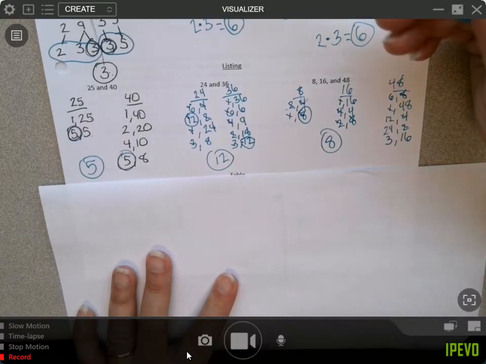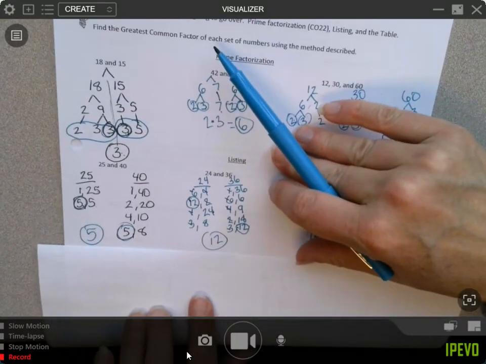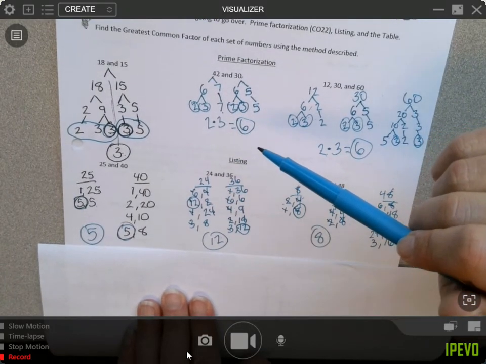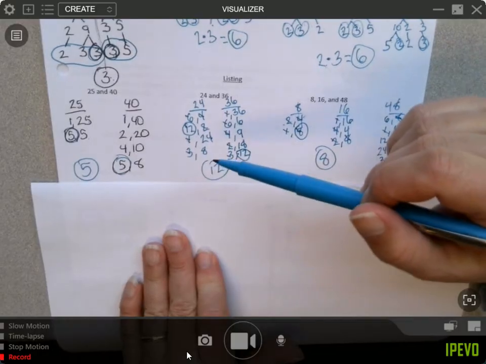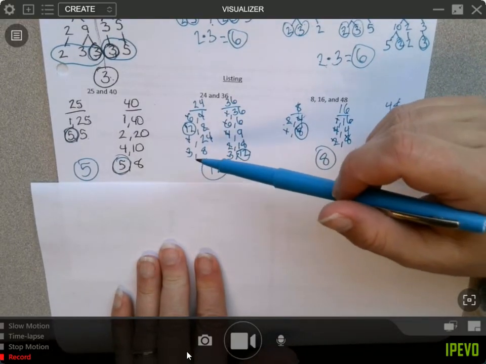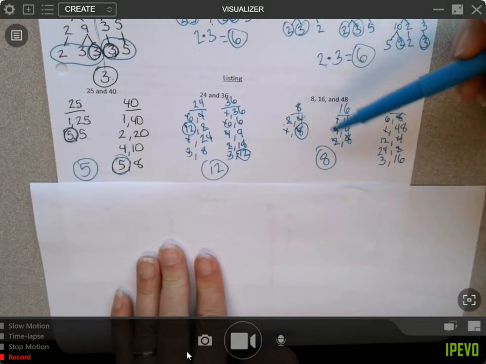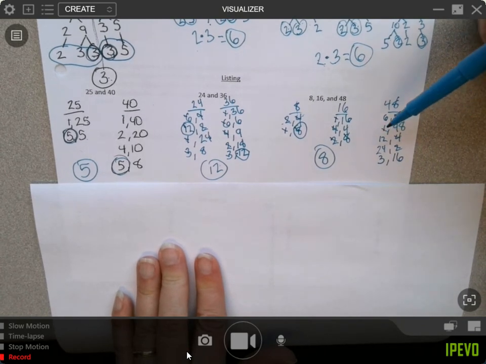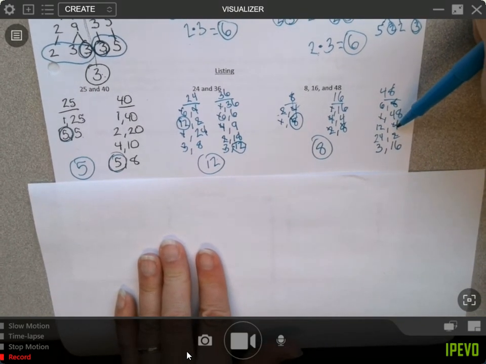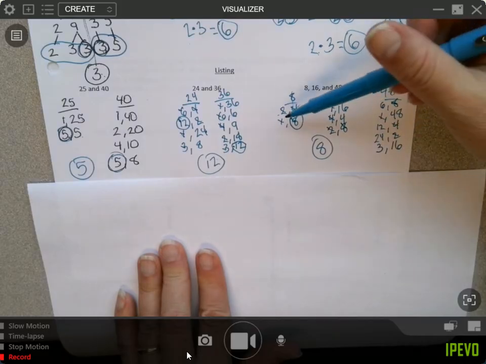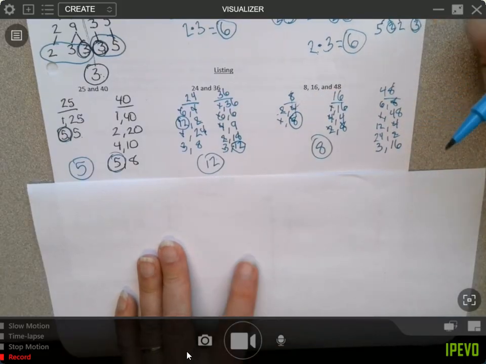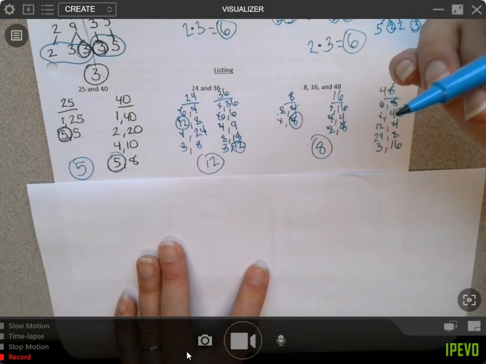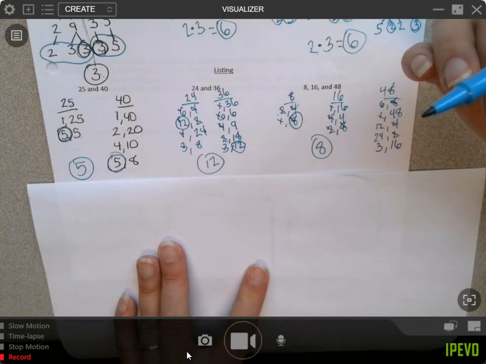Okay. So you can find greatest common factor using the prime factorization, making those factor trees. You can list out all of the factors. The trouble with listing out all the factors is sometimes we might forget a factor pair. What if you forgot to put the 4 times 12? You might not have gotten there. So you have to remember when you're listing out your factor pairs that you list every single one.